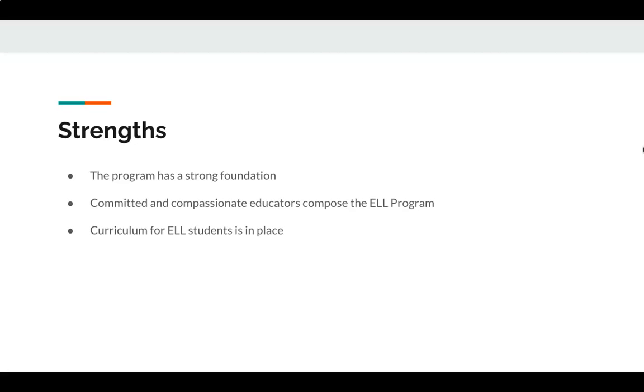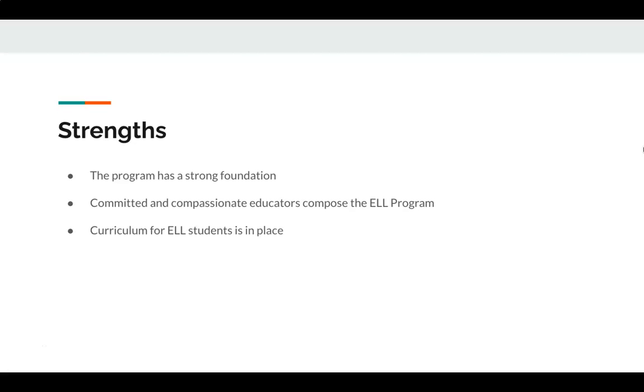The program has been in existence for several years. It is not a new program, so it does have a solid base. There is an incredibly committed and compassionate group of educators who make up the ELL program, and I'm going to even extend that out into our regular education classroom teachers because they're working with them. You couldn't find somewhere that cares any more about students at McDonald County High School.